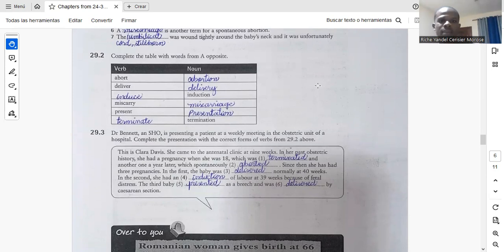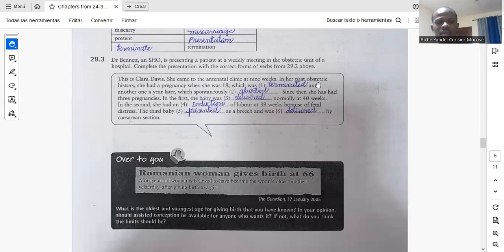Above the table, verb and noun. Abortion, delivery, induction, miscarriage, present, presentation, termination. Dr. Bernard, an SHO, is presenting a patient at a weekly meeting of the obstetric unit of a hospital.